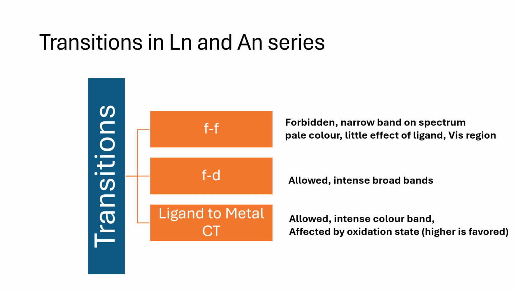Of course, the first one is forbidden and therefore not as intense, and has narrow or sharp peaks, narrow bands on the spectra. These are usually in the visible region. I will show you that the ligands have very little effect on those transitions. However, for the f-d transitions, they are loud and they're intense broad bands. Of course, higher energy, because the difference between f and d is higher energy than f and f. For the ligand to metal, of course, these are intense bands and they are allowed transitions, and they're actually affected by the oxidation states and the ligands themselves, right? So, of course, the nature of the ligand will affect the ligand to metal charge transfer.